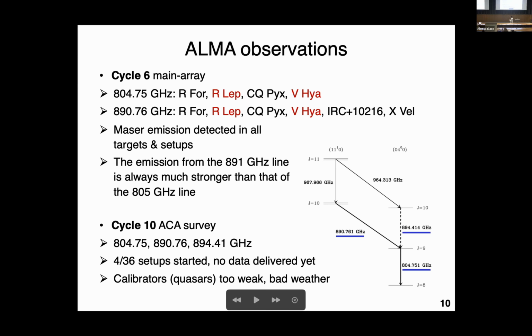And then in cycle 10, we wanted to follow up with an ACES survey, also to cover the 894 gigahertz transition that has never been observed or detected before. However, because of a number of technical difficulties, especially the difficulty of finding a strong enough quasar as a bandpass calibrator, the completion rate has been hopelessly low at the moment, and there has been no data delivery yet.